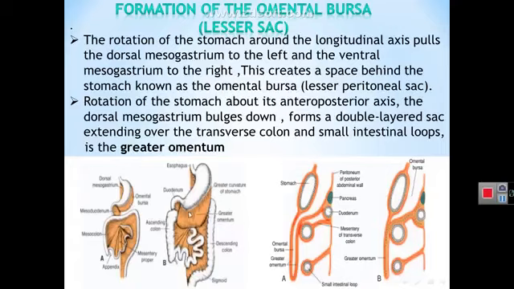With rotation of the stomach about its anterior-posterior axis, the dorsal mesogastrium bulges down and forms a double-layered sac extending over the transverse colon and the small intestine loops. This double-layered sac is the greater omentum.